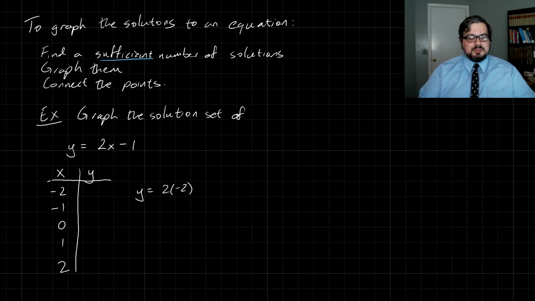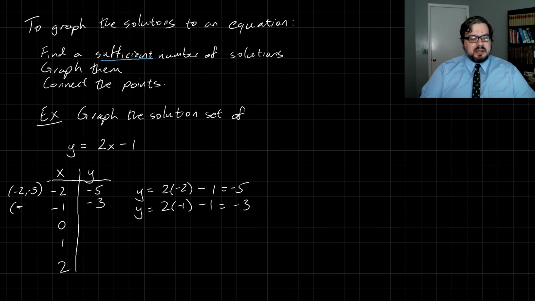So if x is -2, y is 2 times -2 minus 1. Whoops, that looks like a plus, minus 1, which is -5. So that means that the point -2 comma -5 is a solution to this equation. And we get y equals 2 times -1 minus 1, which is -3. So we get -1 comma -3. We get y equals 2 times 0 minus 1 is -1. So we get 0 comma -1.